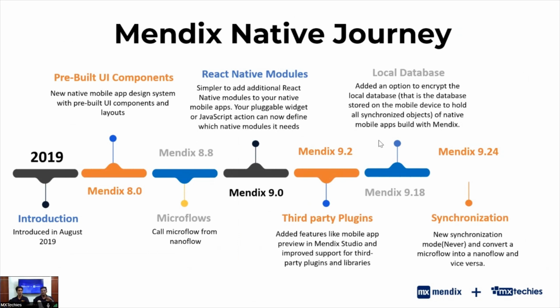Mendix 9.18 added an option to encrypt the local database, the database stored on the mobile to hold all synchronized objects. Here comes Mendix 9.24. It introduced a new synchronization mode called Never, and also we can convert a microflow into a nanoflow and a nanoflow into a microflow. So this is how native mobile evolved in Mendix.